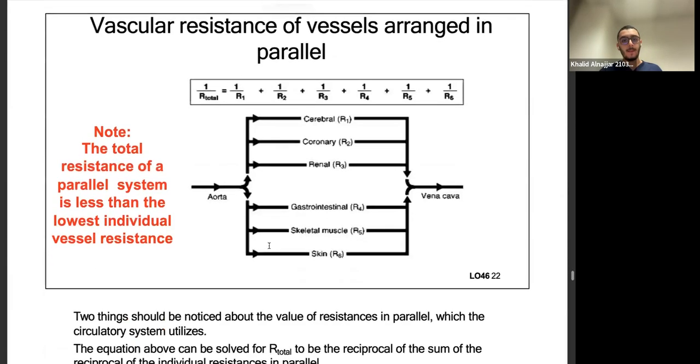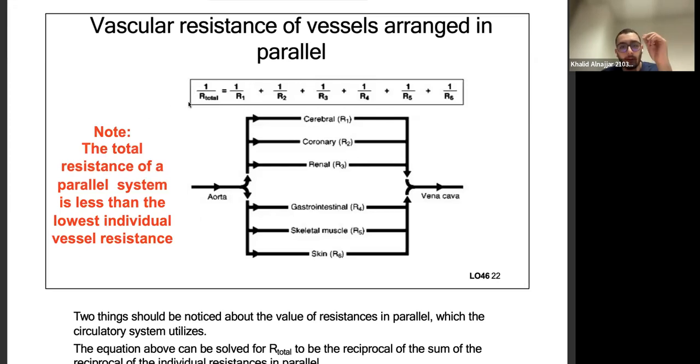However, in a parallel, the case is different. You cannot just calculate R1 plus R2 plus R3 plus R4 to get the total resistance in a parallel circulation. You have to add 1 over: 1 over the parallel resistance 1, plus 1 over resistance 2, and so on, equals 1 over the total resistance. And if you want to find the total resistance of a parallel circulation, you have to get rid of this 1 over. I'll show you how.